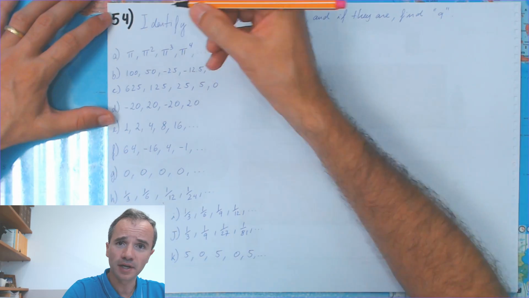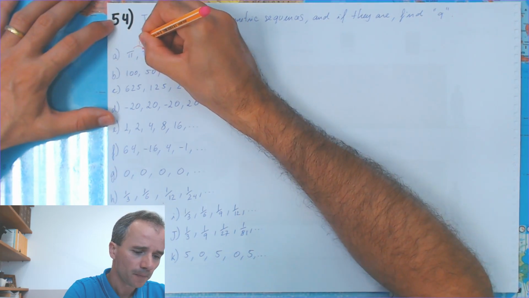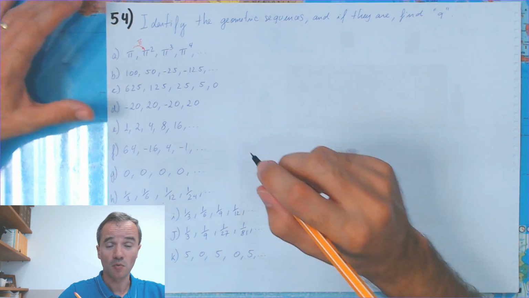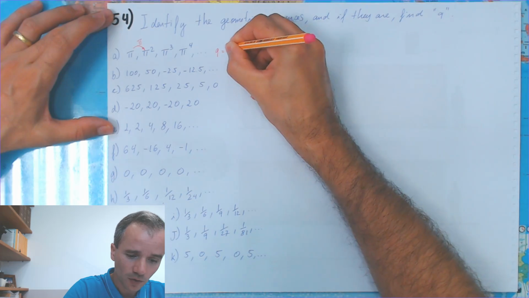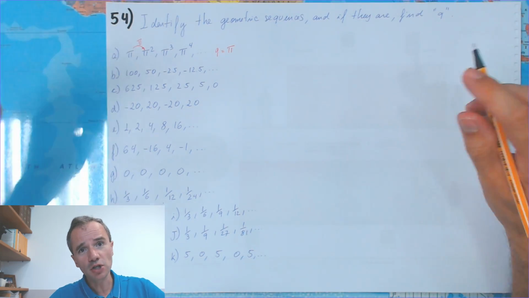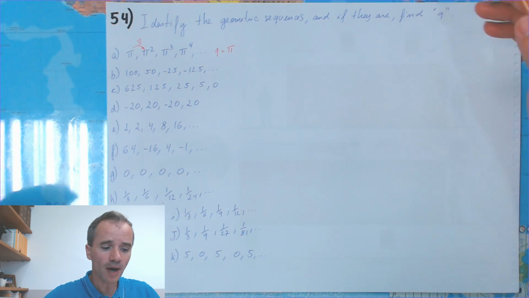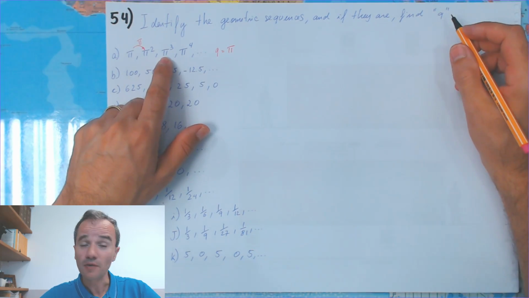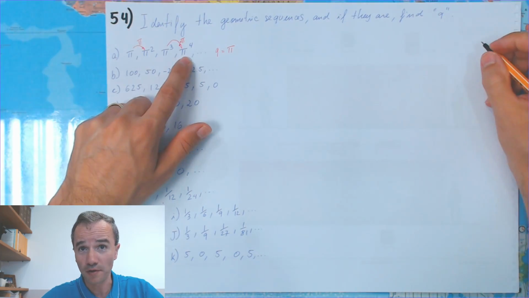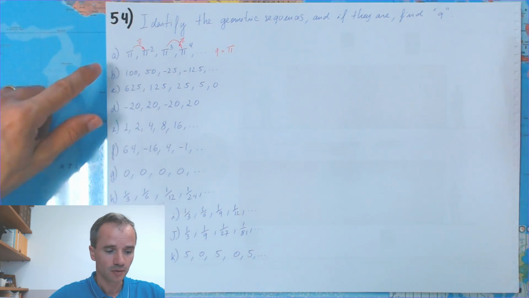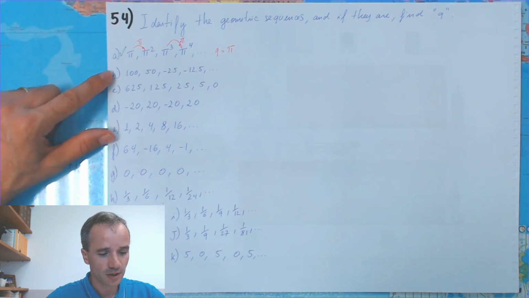So what's going on in here? Let's just understand. We are just multiplying by pi, right? So pi is being multiplied, which means that q is going to be pi. Each subsequent term is the previous one multiplied by pi. Pi to the 3rd, multiplied by pi again, is pi to the 4th. So this is true, and this is one that we're going to say is a geometric sequence.